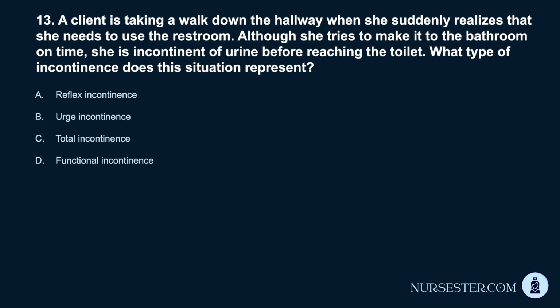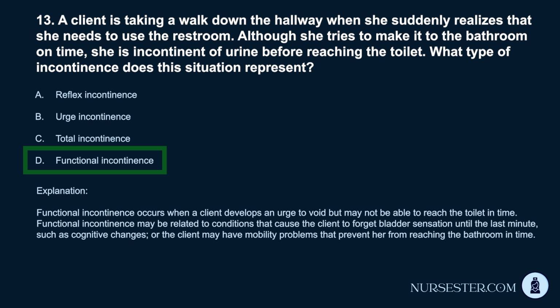13. A client is taking a walk down the hallway when she suddenly realizes that she needs to use the restroom. Although she tries to make it to the bathroom on time, she is incontinent of urine before reaching the toilet. What type of incontinence does this situation represent? A. Reflex incontinence. B. Urge incontinence. C. Total incontinence. D. Functional incontinence. Correct answer, D. Functional incontinence.